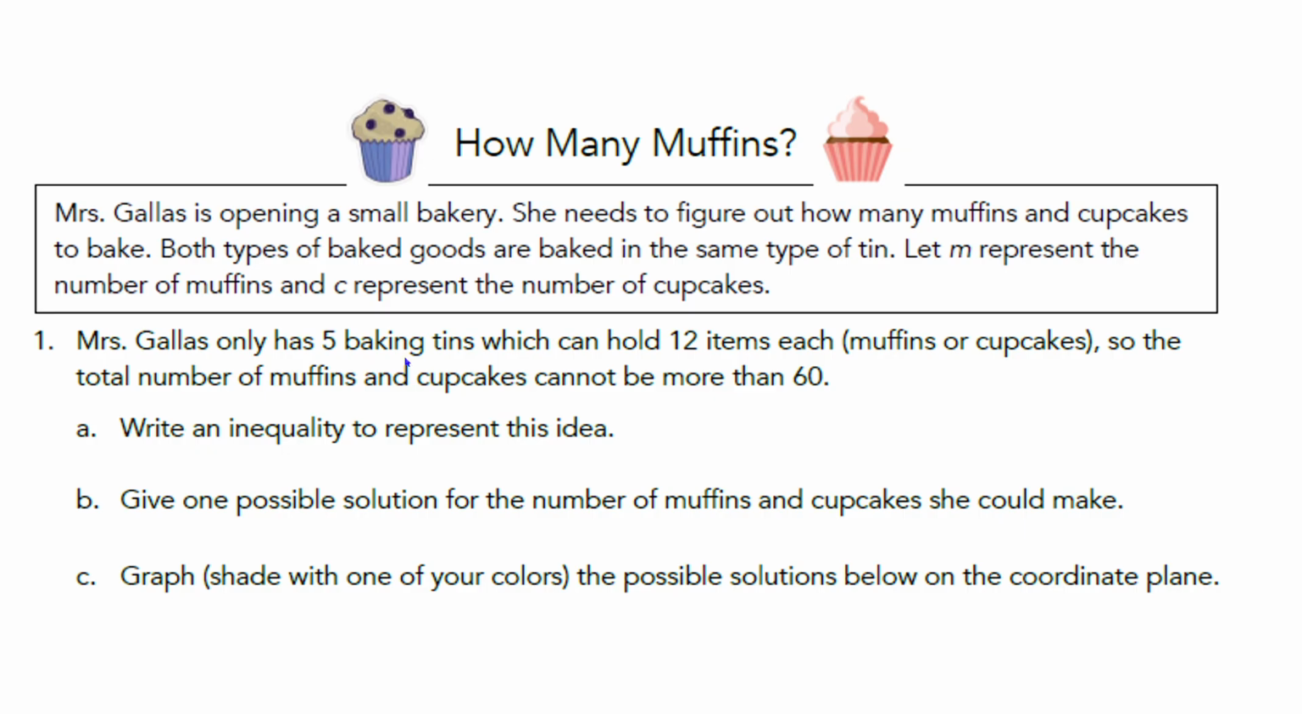Mrs. Gallus only has 5 baking tins which can hold 12 items each, muffins or cupcakes. So the total number of muffins and cupcakes cannot be more than 60. So write an inequality to represent this idea. So that means the number of muffins plus the number of cupcakes cannot be more than 60, so it has to be less than or equal to 60.